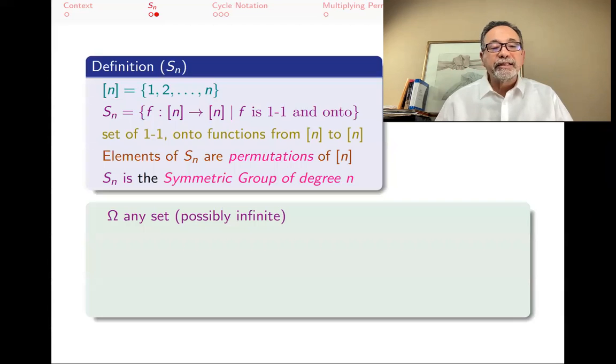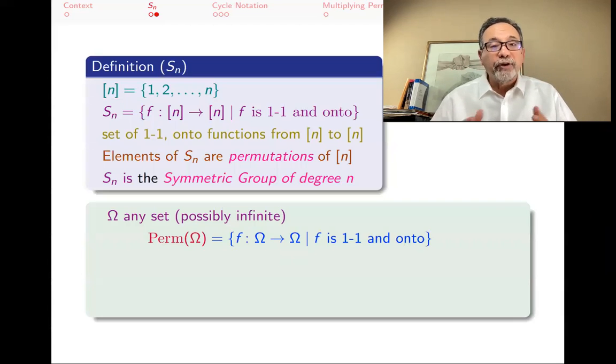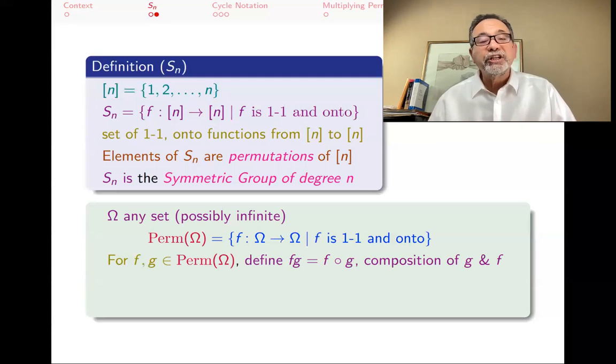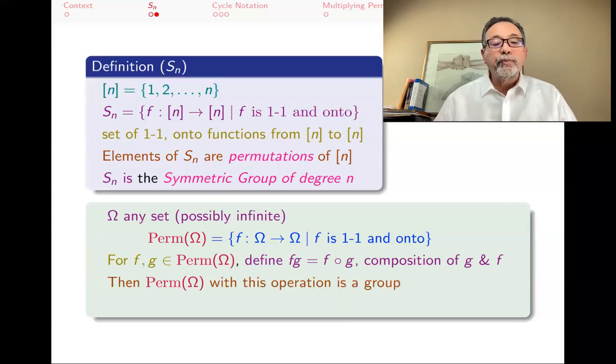Again, I'm repeating myself: even if you have an infinite set, the set of one-to-one onto functions from omega to omega, I have been calling Perm omega. For this Perm, the operation was function composition. If you have f and g in Perm, then fg is f circle g, the composition of g and f. That means do g first, then f. And with that operation, Perm omega is a group. It's closed, it's associative, it has an identity, and it has inverses. Again, the subject of a previous video.